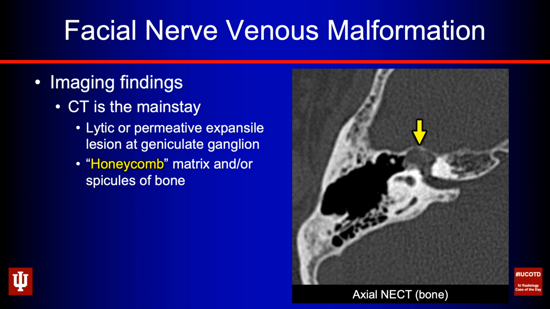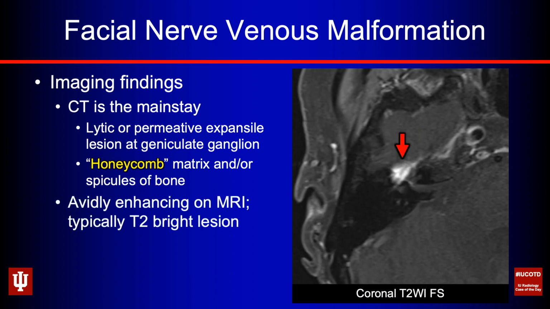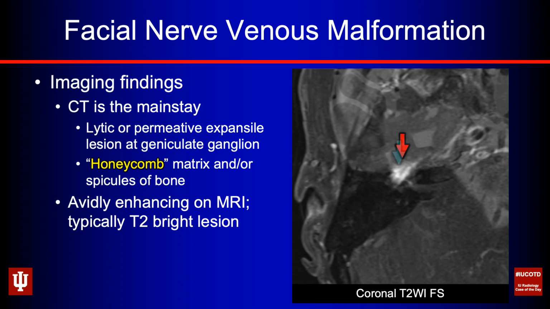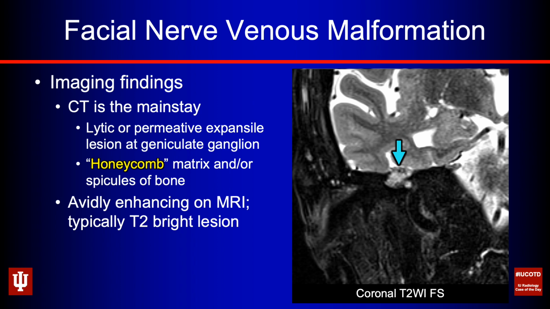It's expansile. It's even expanding out the labyrinthine segment of the facial nerve here, as well as the geniculate fossa. If we do an MRI, these will tend to be avidly enhancing. And here we look at our coronal T2 fat-saturated sequence, and you can see it's kind of bright, just like a venous malformation should be. You may have some intrinsic dark T2 areas within it, those little spicules of bone.